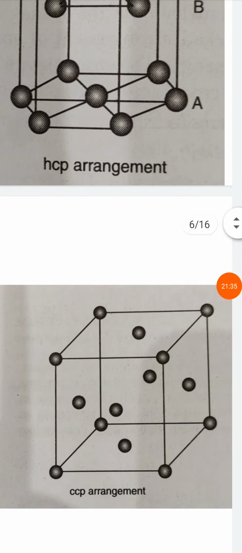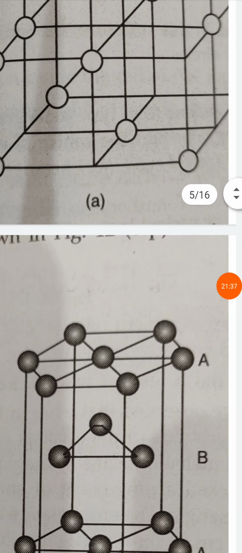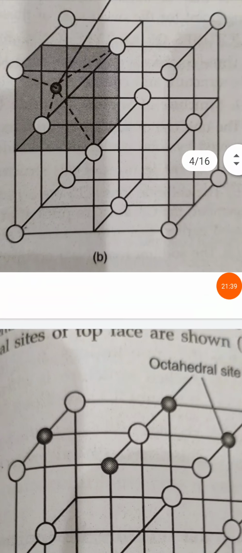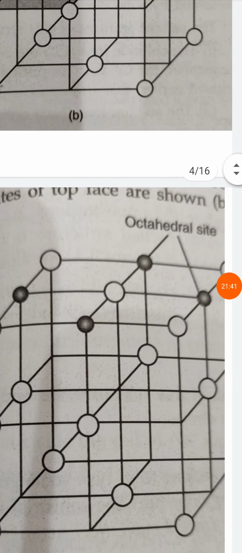The cations occupy the interstitial sites of this arrangement. There are 2 types of sites which are commonly occupied, that is octahedral sites and tetrahedral sites, and there are 2 tetrahedral sites for each atom and 1 octahedral site for each atom. Now, what are the locations of the tetrahedral sites and the octahedral sites?